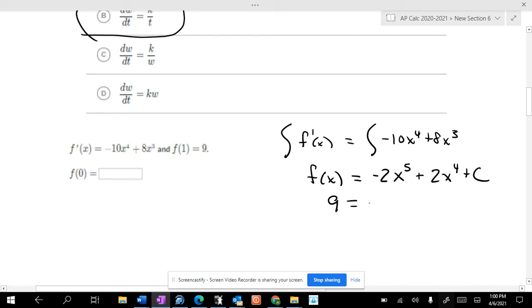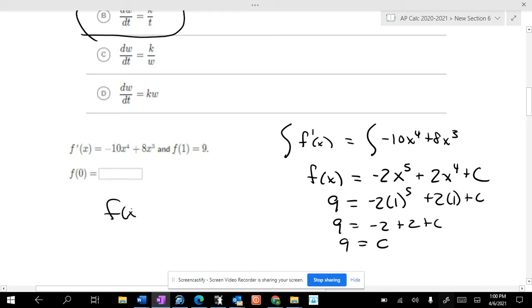So 9 equals negative 2 times 1 to the fifth plus 2 times 1 plus c. So 9 equals negative 2 plus 2 plus c. So c equals 9, right? So f of x equals negative 2x to the fifth plus 2x to the fourth plus 9. If you put in a 0, you get 9. Capiche?